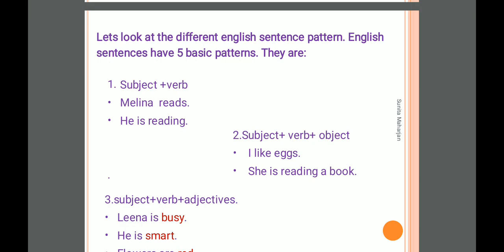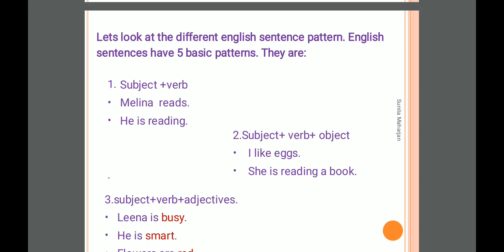He is reading. He, subject; is reading, verb. So where is the object? No object. Object is absent over here. Next is subject plus verb plus object. This is what we just studied.